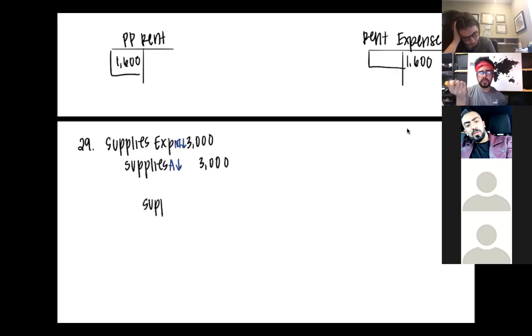Someone asked a question: if all supplies were used at year end, would the journal entry be a debit to supplies and a credit to supplies expense? No, because a debit to supplies increases your supplies, right? So if you're using all of them up, then you have to expense them. It's the same exact journal entry I'm doing right now, just for the total 3,500. Does that make sense? Yeah.